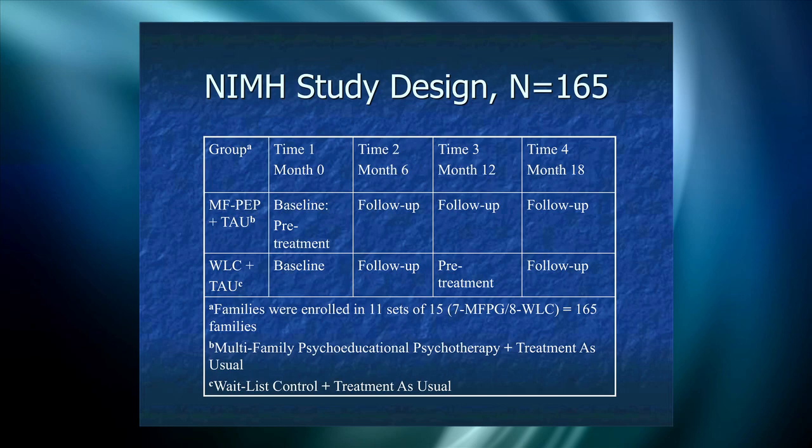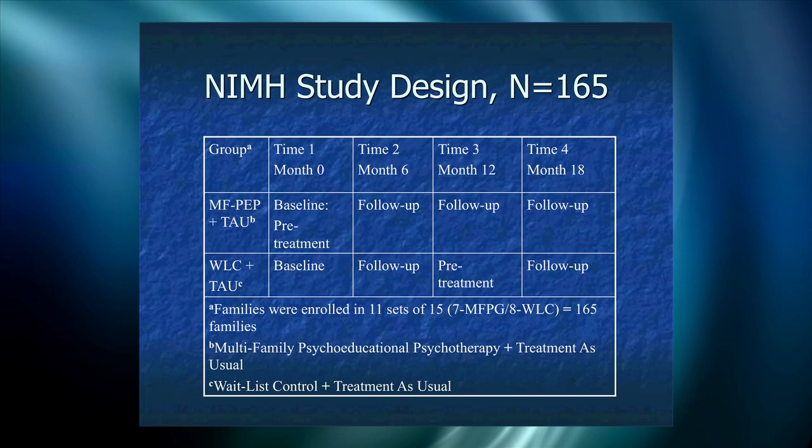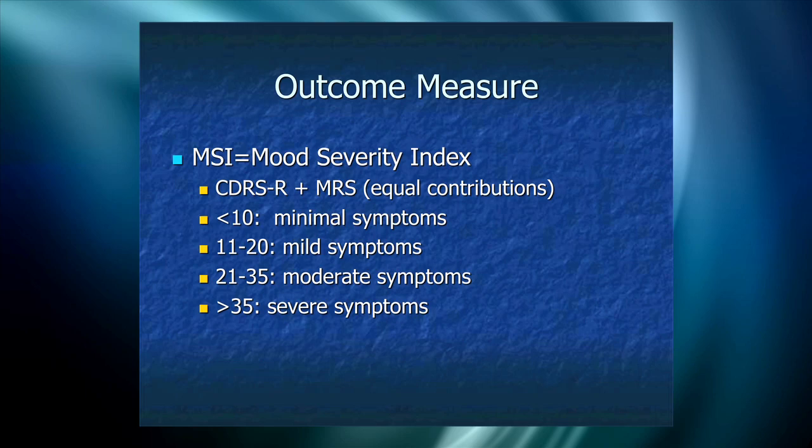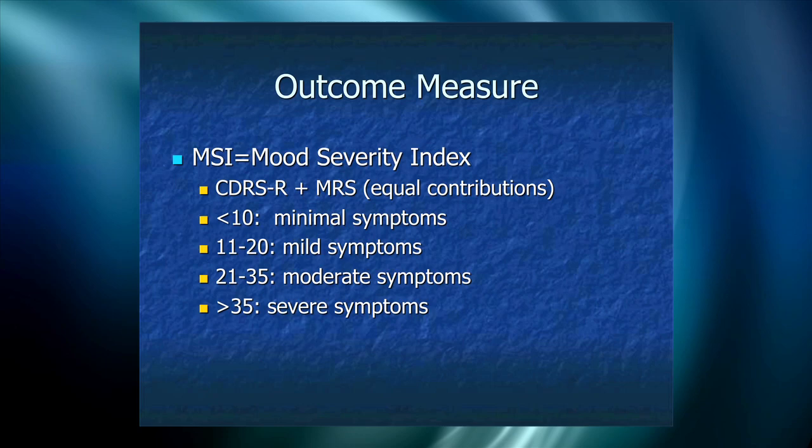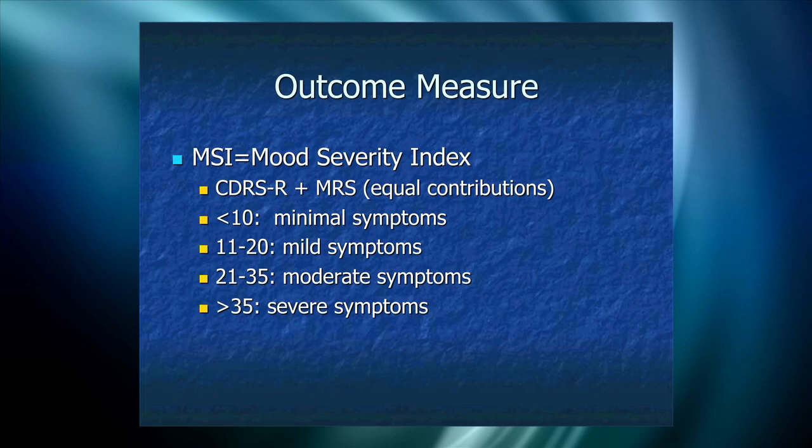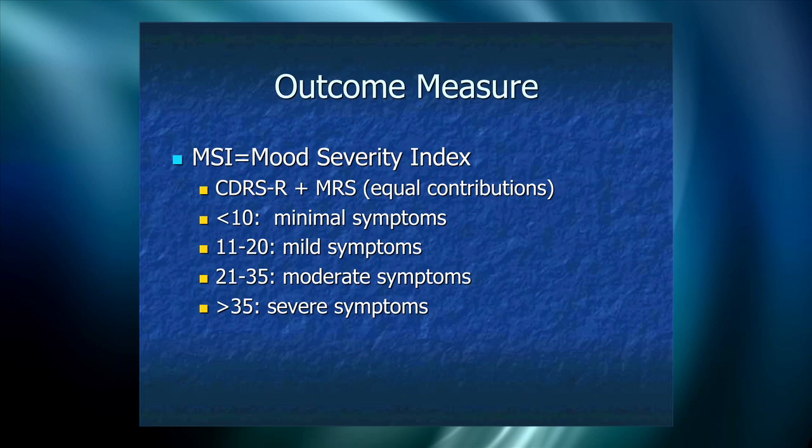Measured them again at 12 months, at which time the waitlist group went into the group, and we brought everybody back at 18 months. Our primary outcome measure was the mood severity index, which combined mathematically a depression rating scale and a mania rating scale, because it doesn't do much if you bring depression down but mania goes up; you really haven't done the kid a favor. We wanted to see that the overall mood score declined.